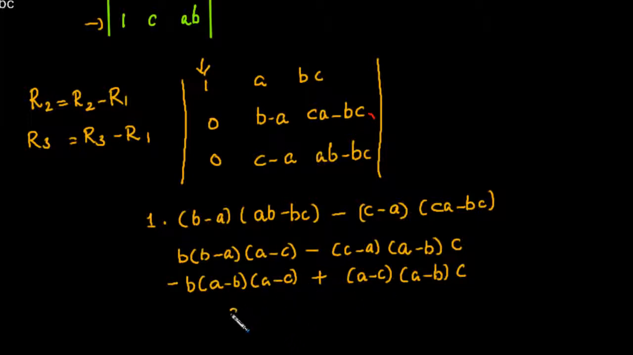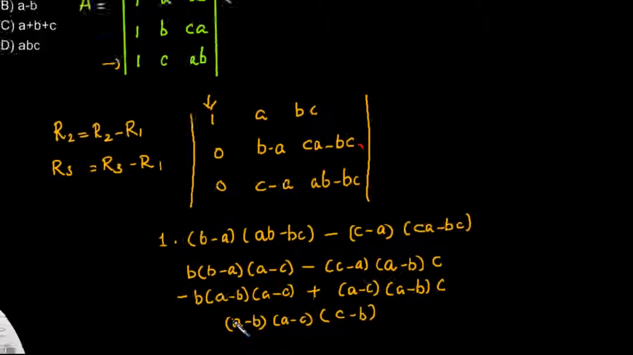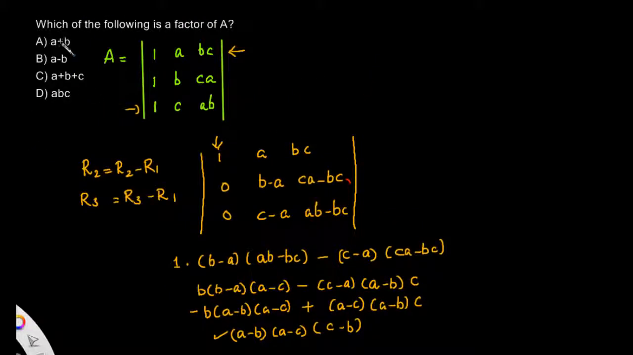From this again we can take A minus B and A minus C as common, so we will be left with C minus B. So we have factorized it completely. Now let's see which of the options satisfies this relation. So we are asked which of the following is a factor of A. Clearly option B is a factor of this determinant A. So the correct answer is option B.